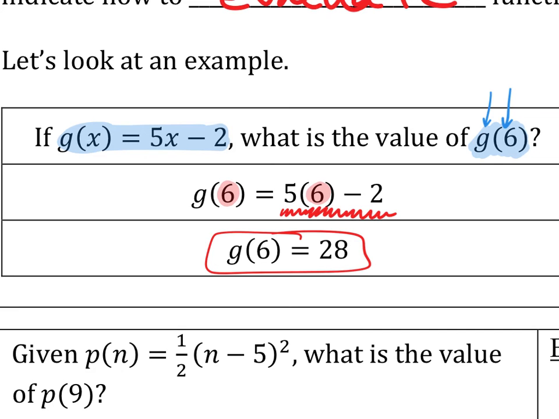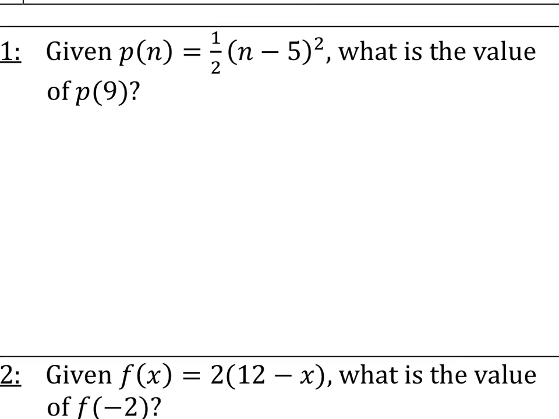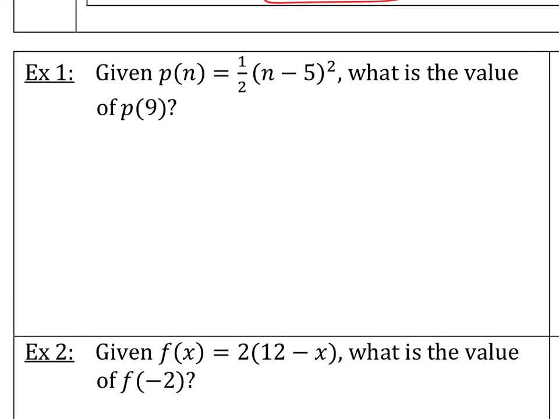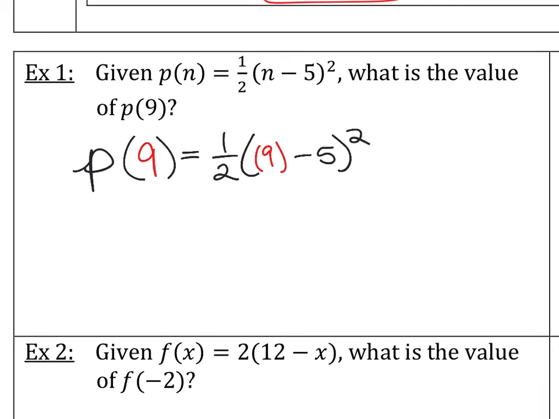Let's do a couple practice problems together, and then I'm going to let you try on your own. Example 1 says, given p of n equals 1/2 n minus 5 squared, what is the value of p of 9? What am I plugging into p? 9. So everywhere there used to be an n, I'm going to put a 9 in parentheses, minus 5 squared. We've just plugged in that 9 wherever the letter was a second ago.